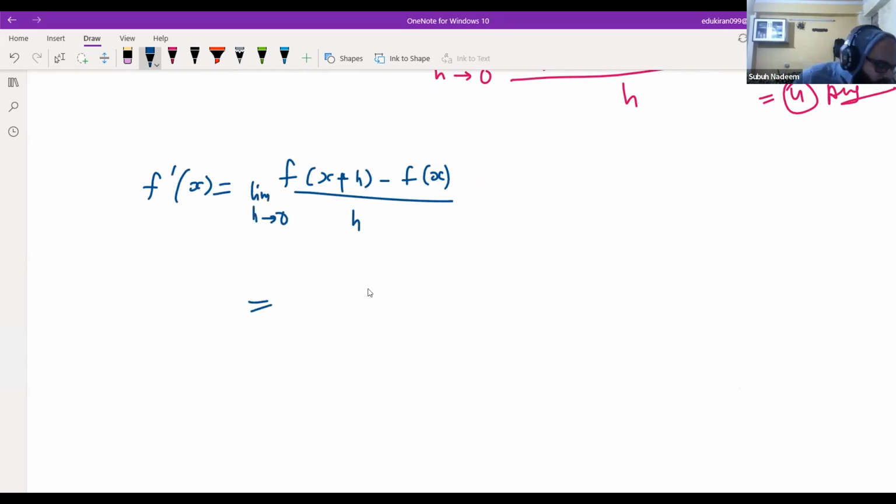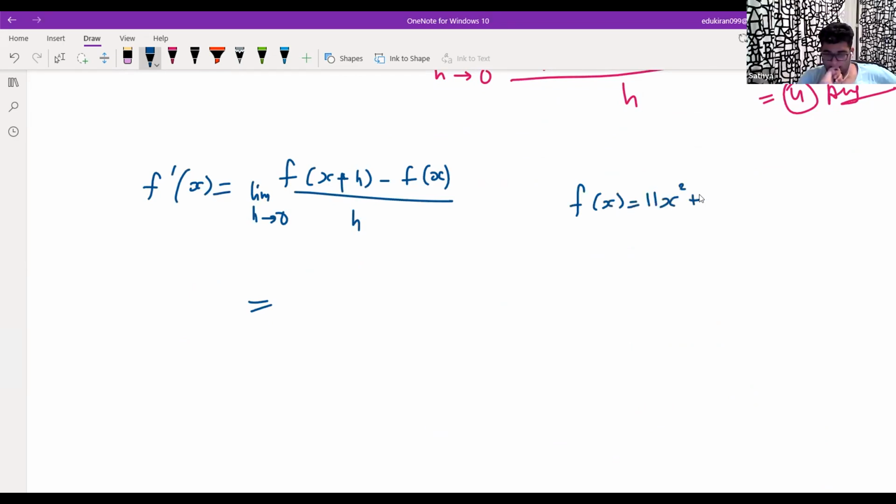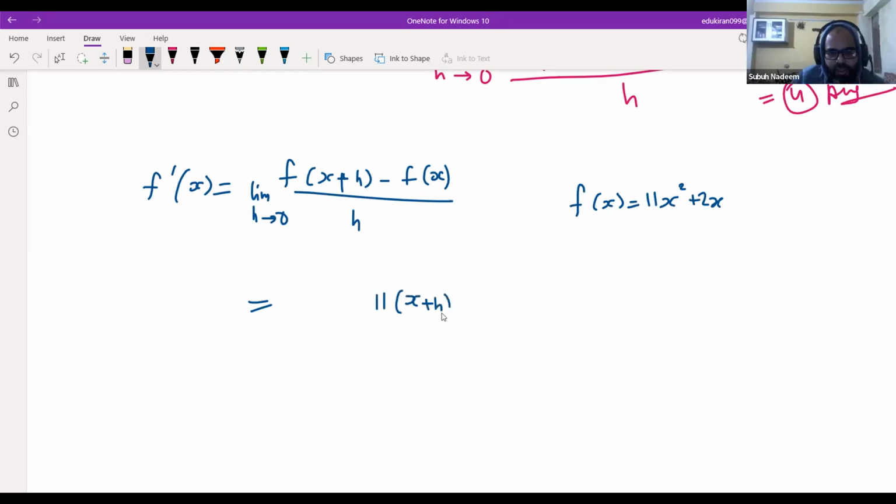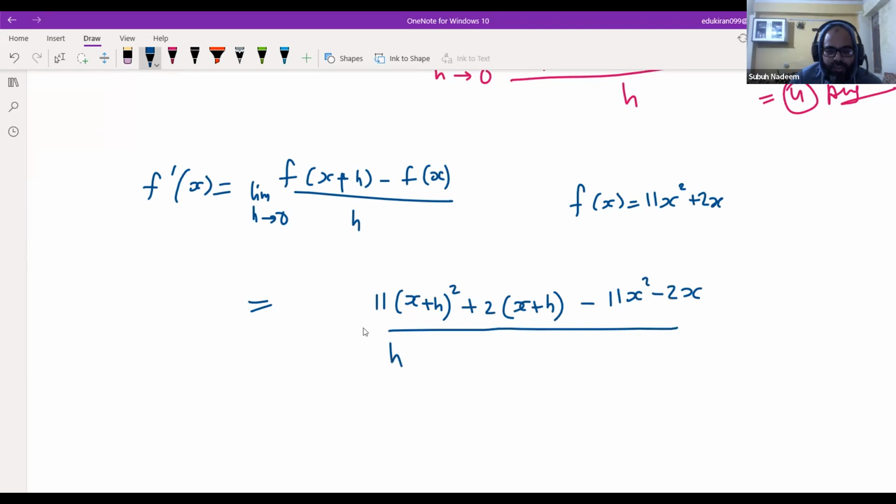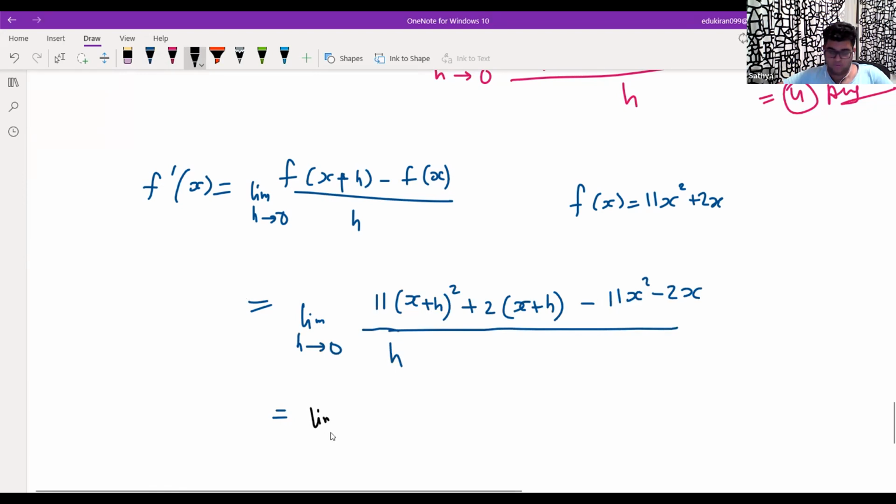So here 11x squared plus 2x is the function, right? 11x squared plus 2x is the function. So you write it like this: 11 into x plus h whole squared plus 2 into x plus h. So this is f of x plus h. Minus f of x, which is minus 11x squared minus 2x, upon h. Limit h approaching 0. Now you can expand the numerator if you want. So if you expand, so we put x as x plus h everywhere?